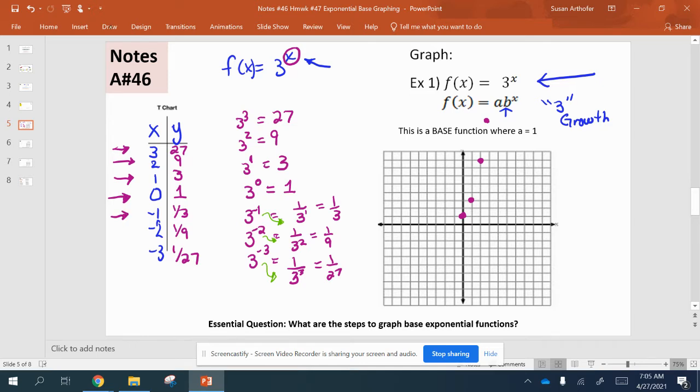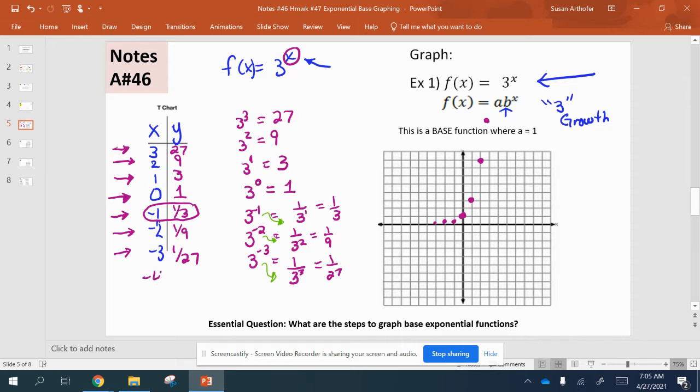So left 1 up 1/3. So we just estimate that. Next one, negative 2, 1/9. Left 2 up even less. Negative 3, 1/27. So it's getting closer and closer to the x-axis, but it never touches it.